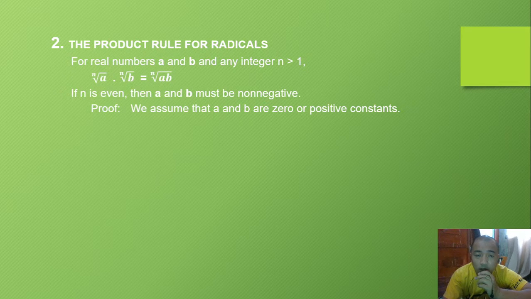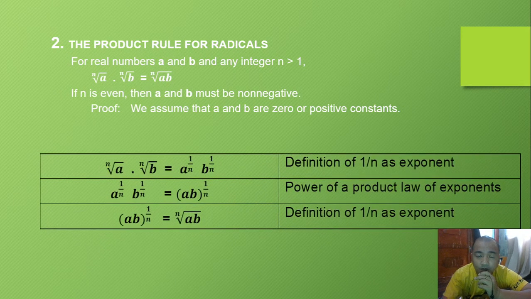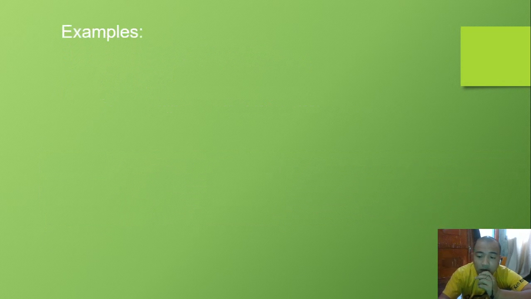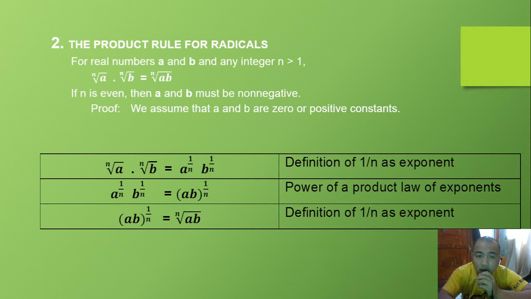Proof: we assume that a and b are zero or positive constants. So the nth root of a times the nth root of b means a raised to 1 over n times b raised to 1 over n. Since they have the same exponent, 1 over n, that is the quantity ab raised to 1 over n, or simply the nth root of ab. So the nth root of a times the nth root of b is equal to the nth root of ab. They have the same index, then you multiply the radicands.